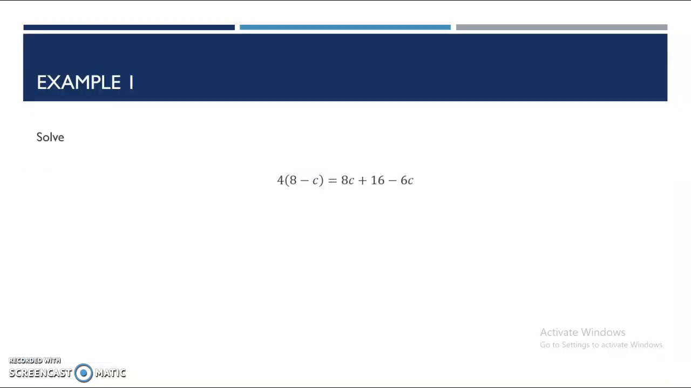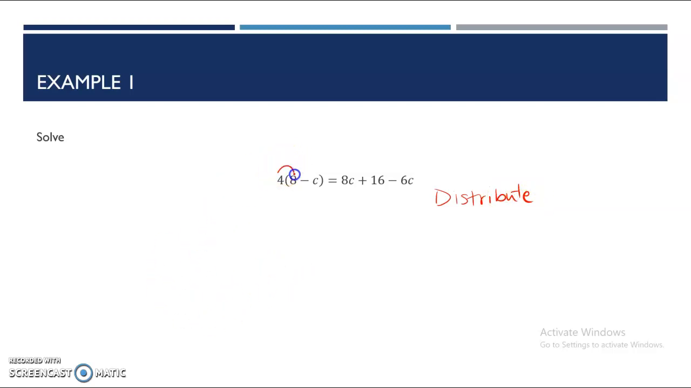Let's get down to it. All right, example 1. The first step here, I know I need to do the distributive property when I have a coefficient multiplying times an expression within parentheses. So in this case, I have 4 times the quantity 8 minus c. So the first thing I'm going to do is distribute. And that's going to be my first step.